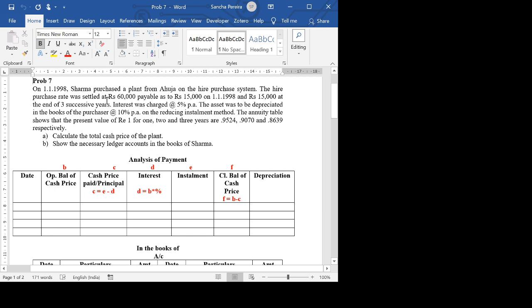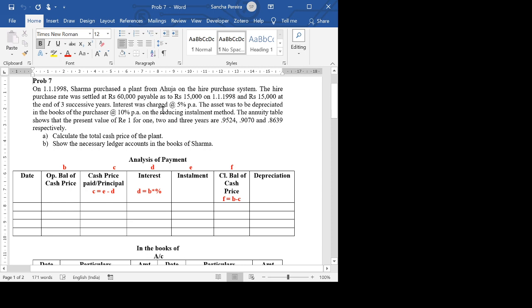And rupees 15,000 at the end of 3 successive years. What does that mean? That means besides this 15,000, they are going to pay 15,000 at the end of 3 successive years. So you'll have 15,000 plus 3 more 15,000, which give you a total of 60,000. That's how you get your hire purchase price.